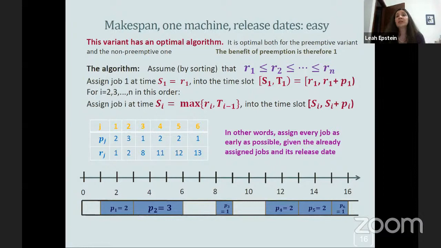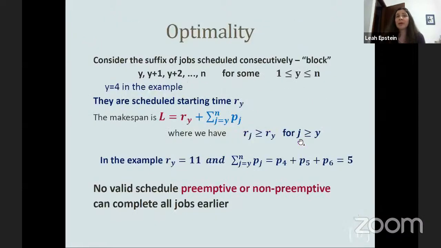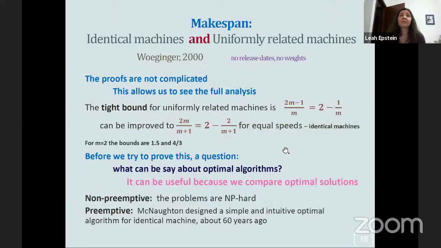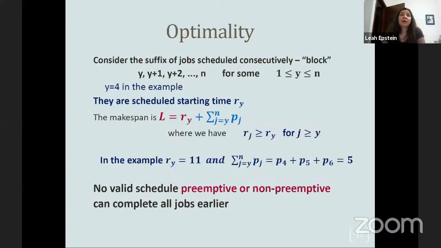The reason is that in this case, preemption does not help. And according to our definitions, it means that it is optimal for both preemptive and non-preemptive, and there's no benefit to preemption. So this was pretty boring and a bit discouraging.